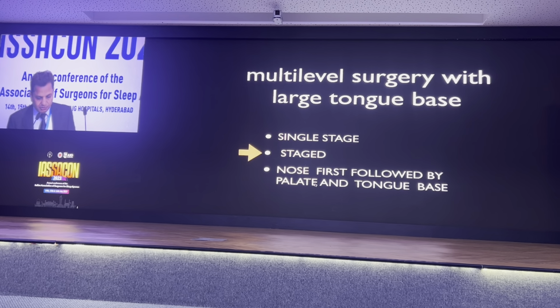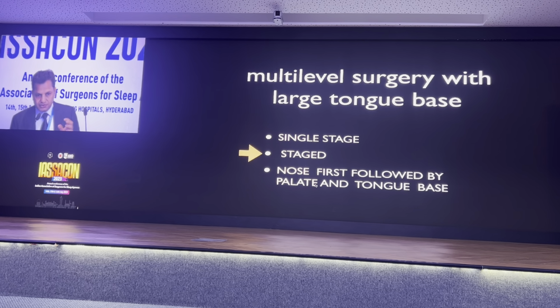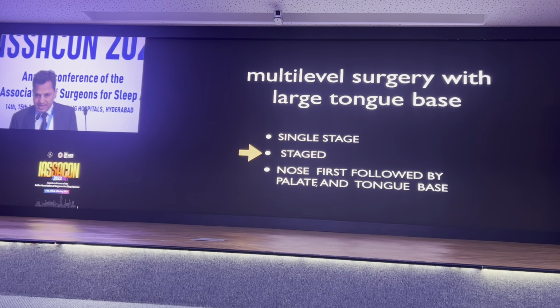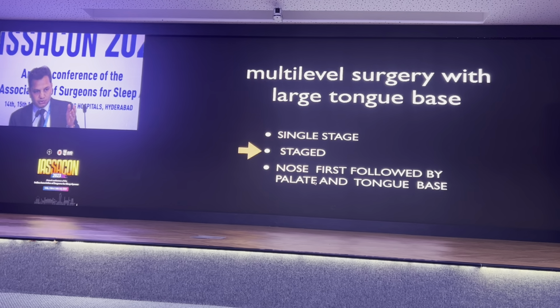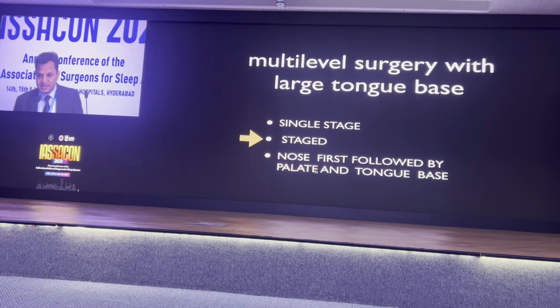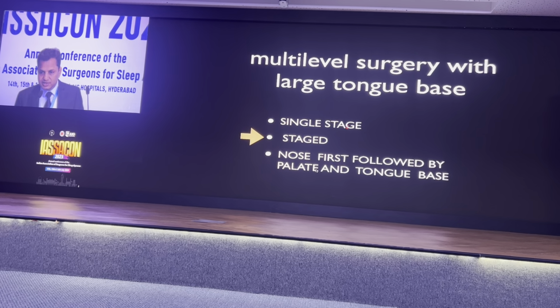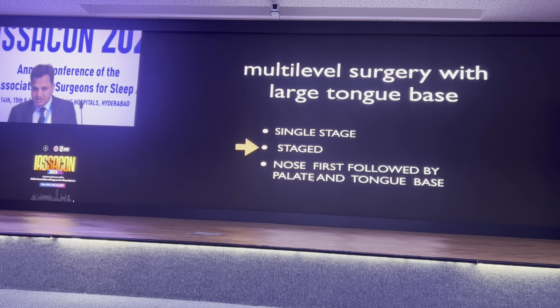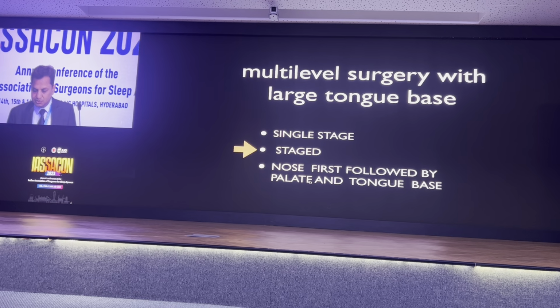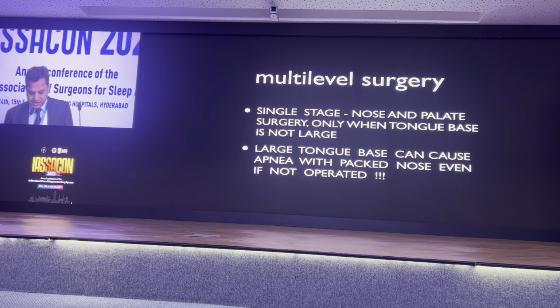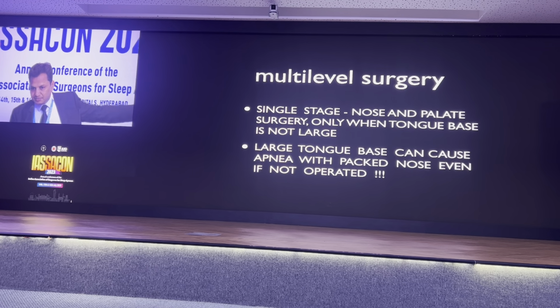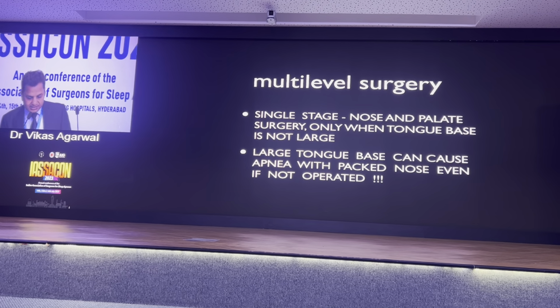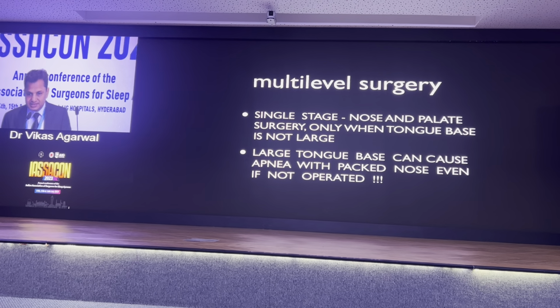That was concept number 1. The concept number 2 is whenever you are performing a multi-level surgery with a large tongue base. A small tongue base is absolutely not a problem, but with a large tongue base, if you are doing nose, palate and tongue base all together, then definitely do not try to be heroic. Stage it. Do the nose first. Second stage you can do the palate and base tongue. Why? Because ultimately you will require to put in the nasal tube for the base tongue surgery, as you just saw Sagar doing that.